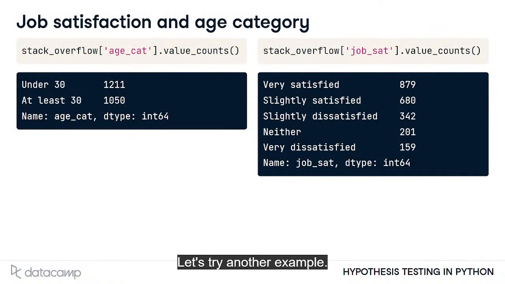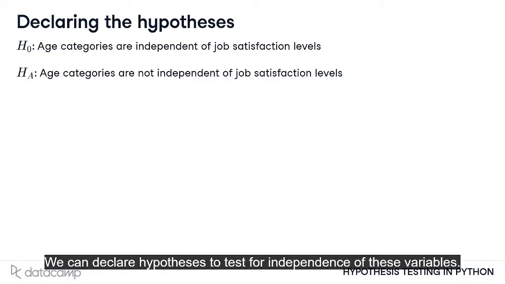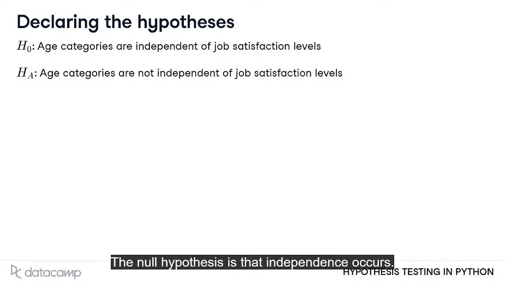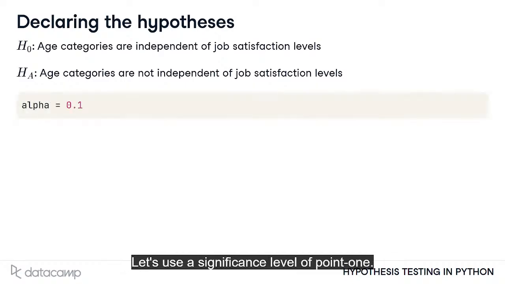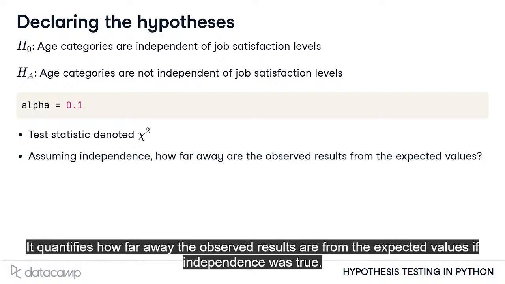Let's try another example. Recall that the Stack Overflow sample has an age category variable with 2 categories, and a job satisfaction variable with 5 categories. We can declare hypotheses to test for independence of these variables. Here, age category is the response variable, and job satisfaction is the explanatory variable. The null hypothesis is that independence occurs. Let's use a significance level of 0.1. The test statistic is denoted chi-square. It quantifies how far away the observed results are from the expected values if independence was true.